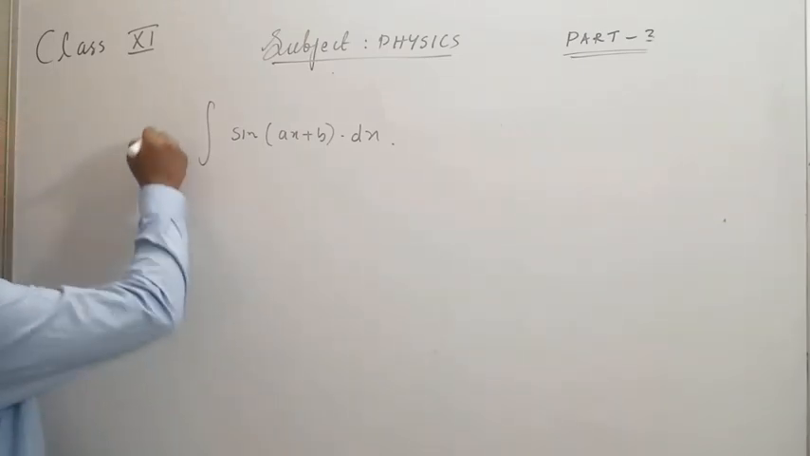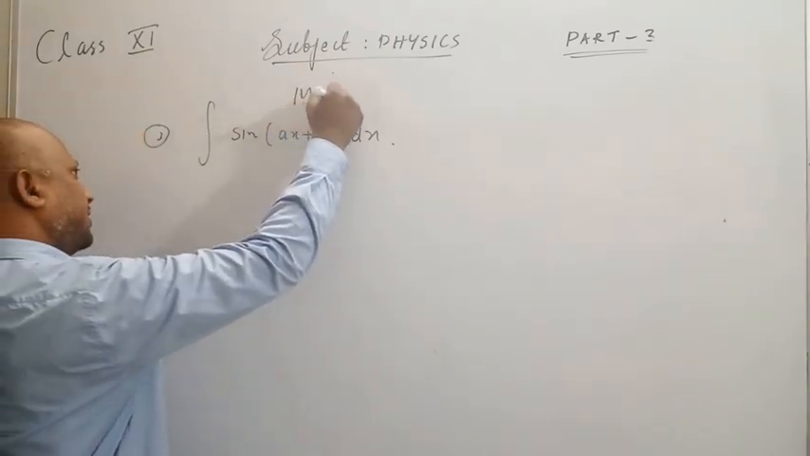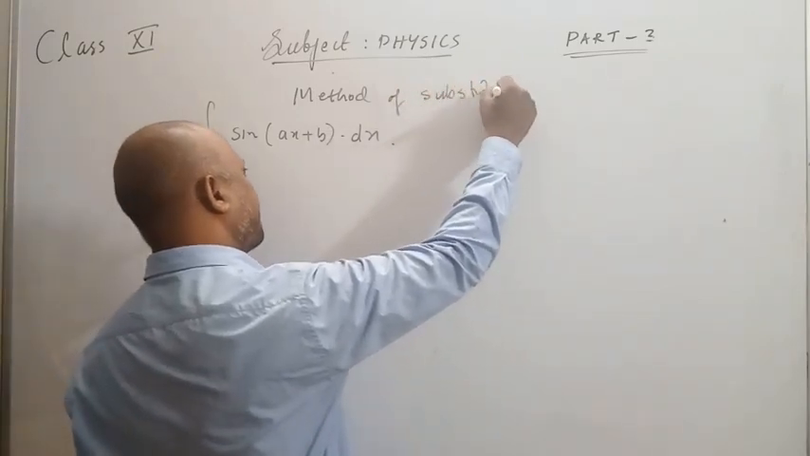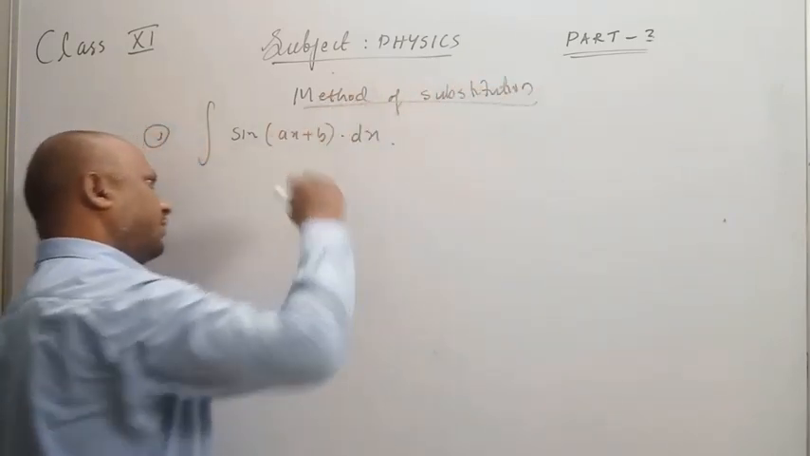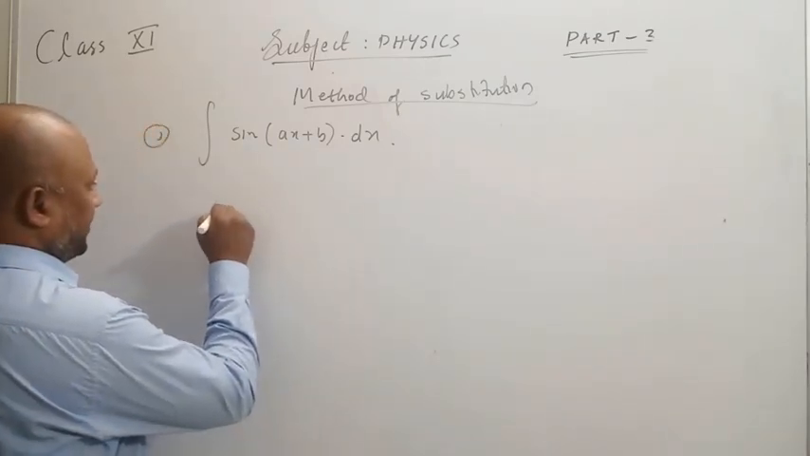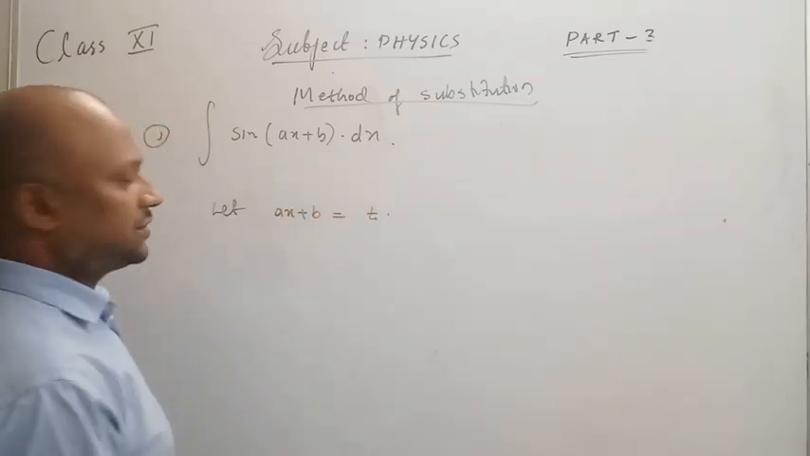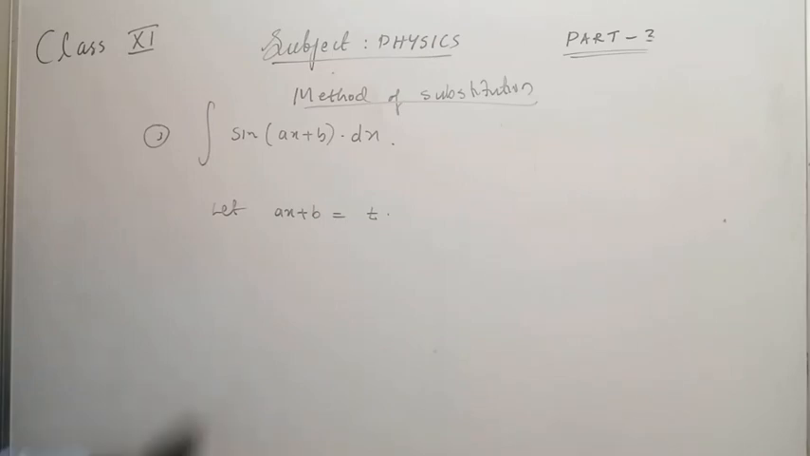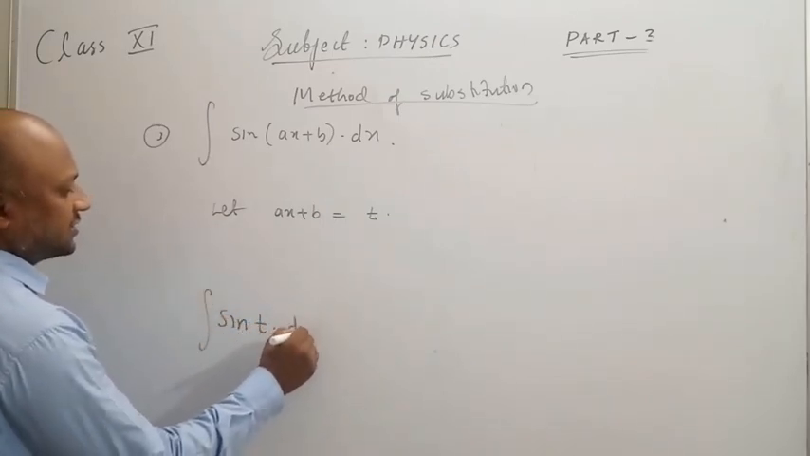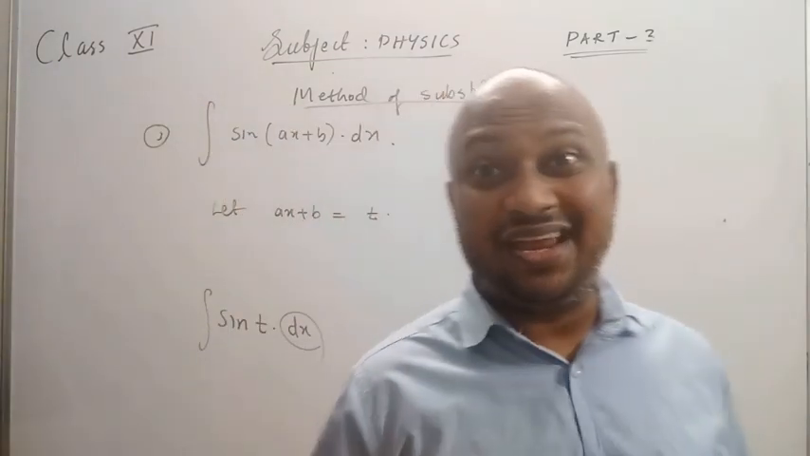For this, we have a method which is called the method of substitution. There are many methods, and out of them one is the method of substitution. So let ax plus b be equal to t. That's what we are going to put here. So this integration will become sin t, but it is dx. So there is a problem. You have to remove this dx and it must be dt.